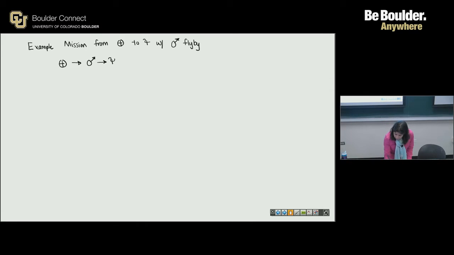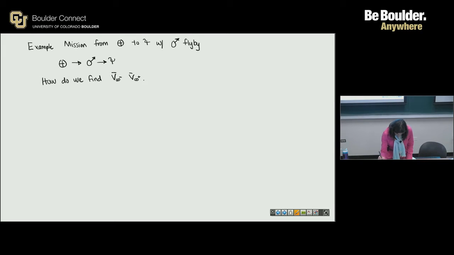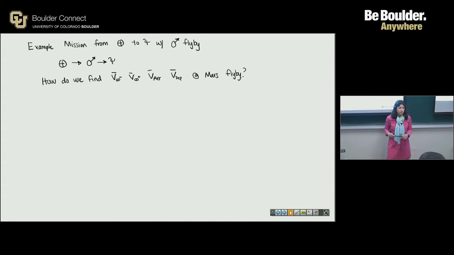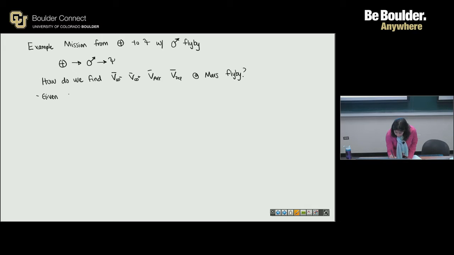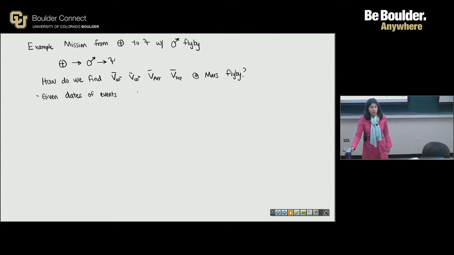How do we find all these velocities? So for the flyby, we need v infinity in, v infinity out, velocity at arrival, and velocity at departure at Mars. So how do we find all those things? So what can we find? Let's say we're given the dates of the events. So we know Earth launch, Mars flyby, and Jupiter arrival dates.